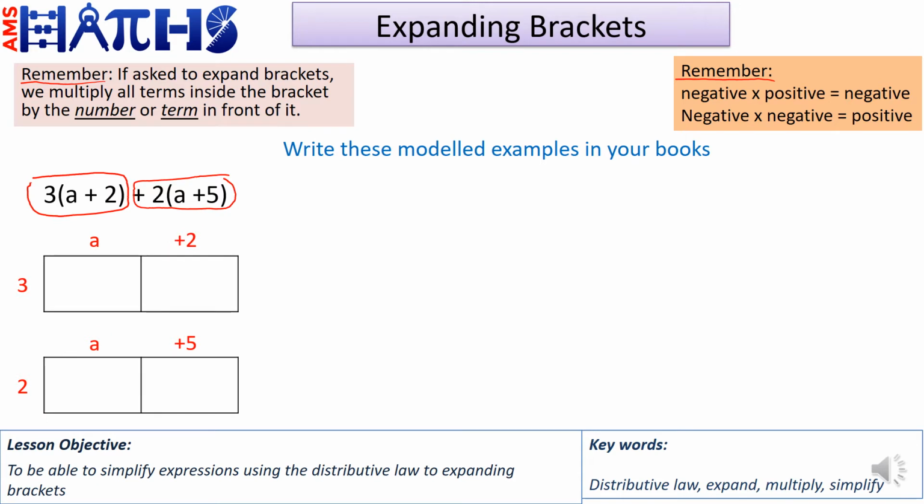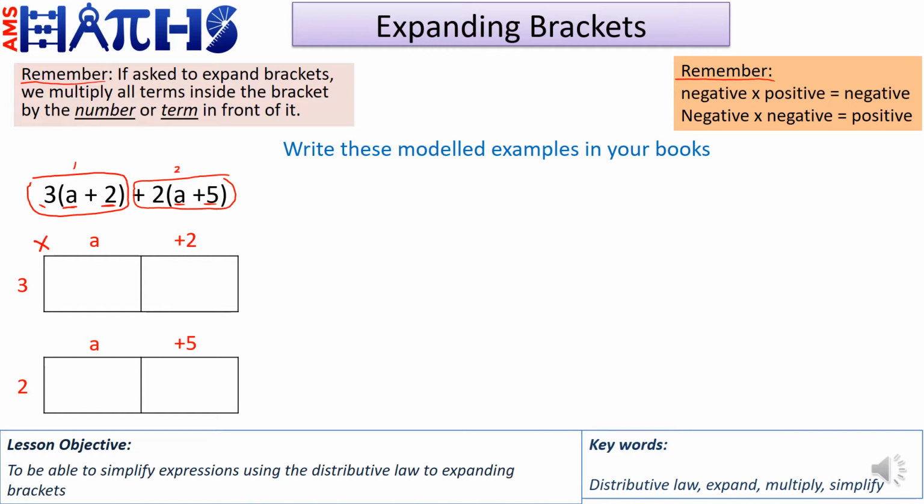So here we go. We have split the terms in the first bracket. So a and 2 are on top of that grid, and then the 3 goes to the left of that. And then for our second bracket, we are going to split the terms again. So we have a plus 5 on top, and then 2 to the left. All we need to do now is multiply the numbers in the grid to get our expressions.